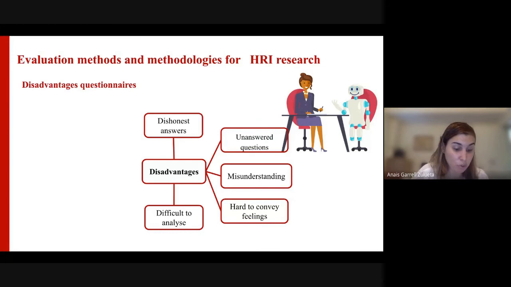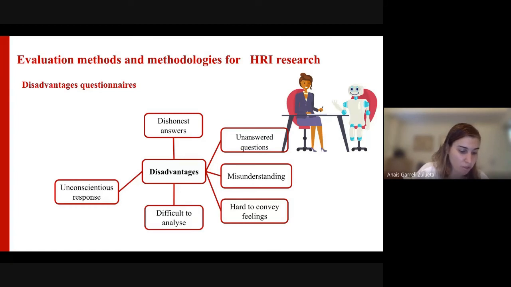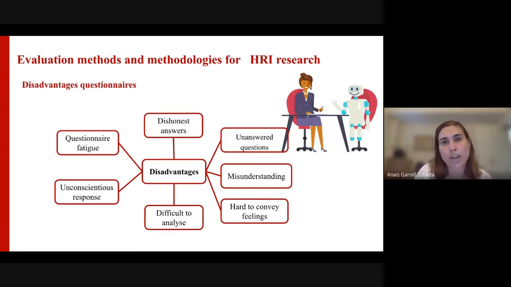Some questions are difficult to analyze. Okay, for example, open-ended questions, when they are completely free to answer, are very difficult to analyze. And then we have the unconscientious response. There is no way to know if the respondent has really understood the question or read it through before answering. And finally, questionnaire fatigue: many questions or many times to fill out the questionnaire. So try to make your questionnaire short. Okay?